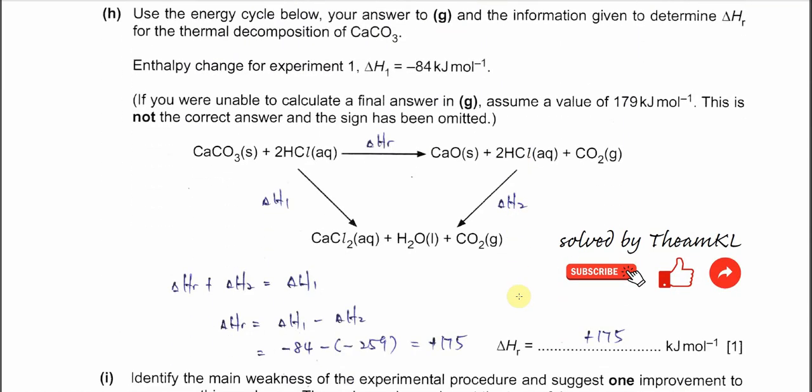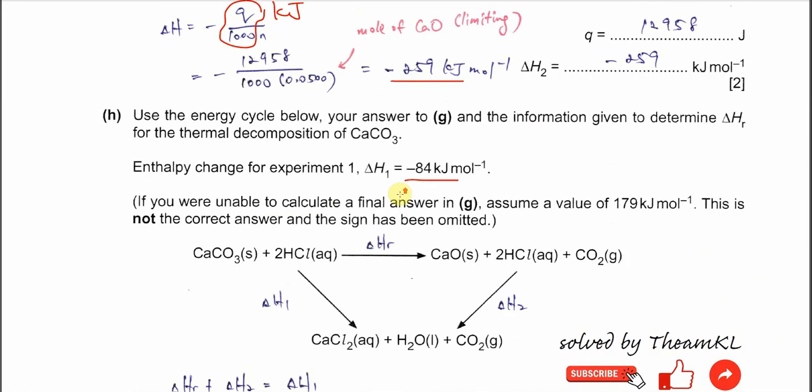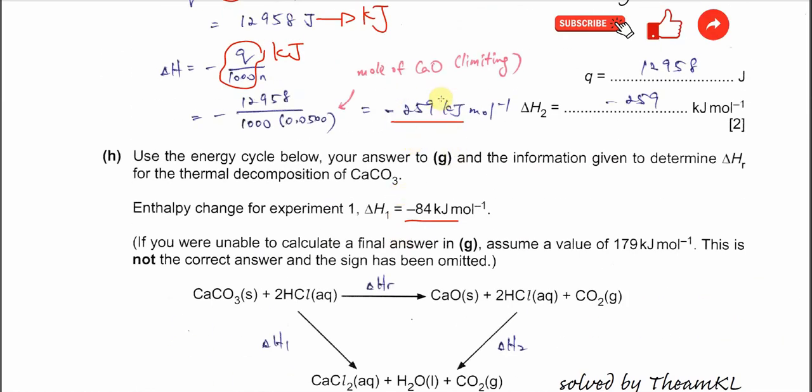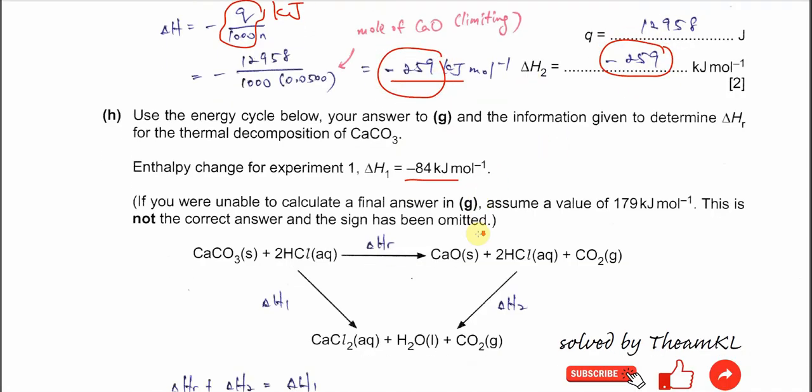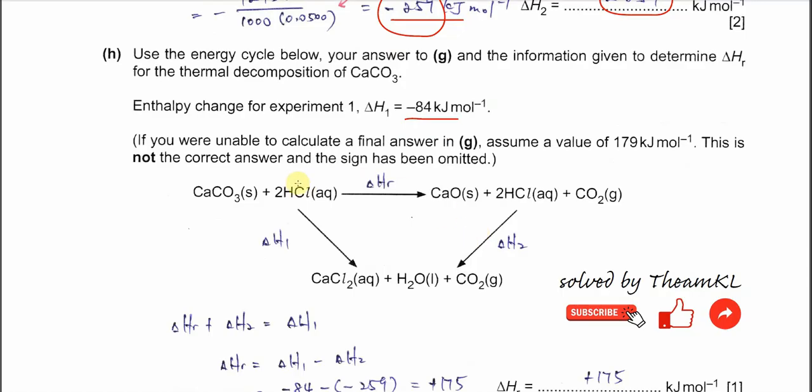Okay, part H. Use the energy cycle below, your answer to G and the information given to determine the delta HR. The enthalpy change for experiment 1 is negative 84 kilojoule per mole. So use this together with the values here, the delta H2, to get the delta HR. Okay, very easy. This one is the reaction.